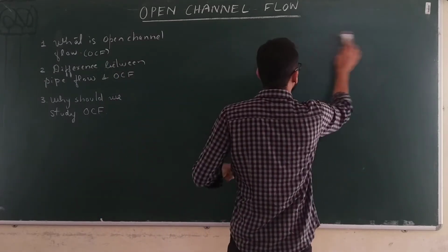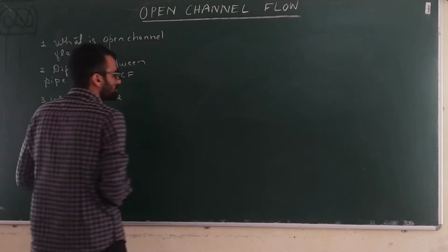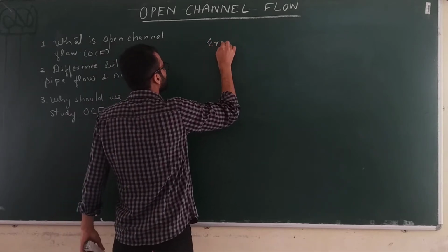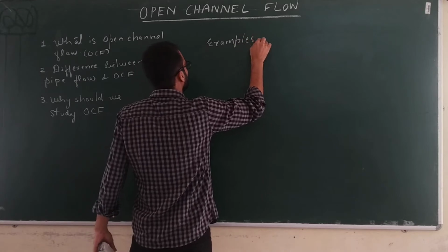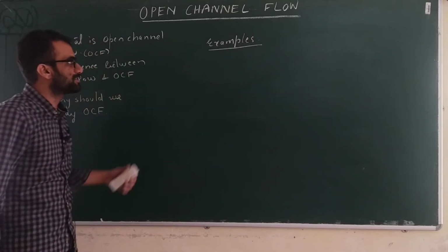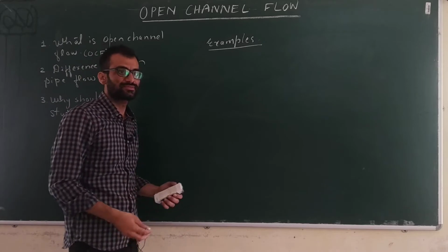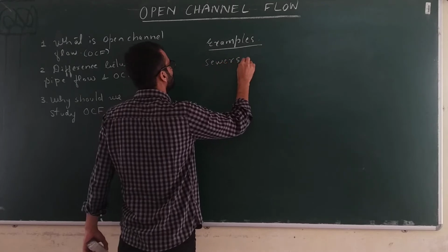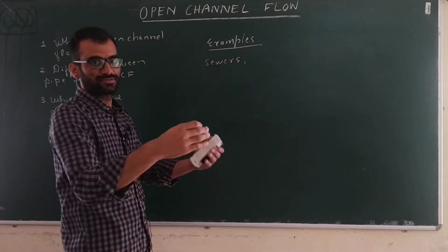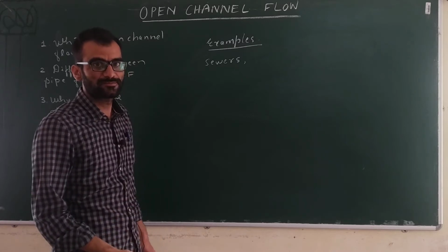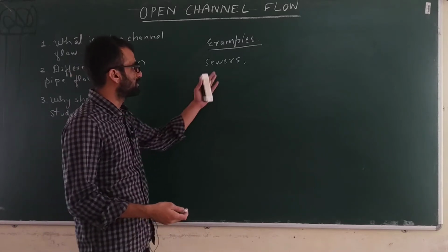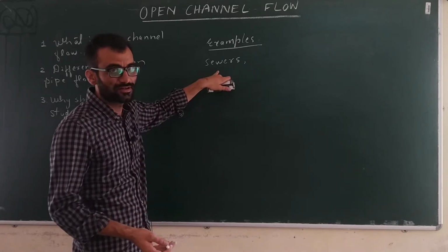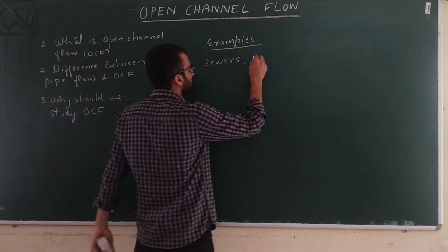Now what are the examples of this open channel flow? There are many examples that you can see. We already see open channel flows in day-to-day life. For example, we see open channel flows in sewers. Along the roadside there are sewers to drain the water, to drain the rainwater, storm water. Those are called sewers or storm water drainage. Those are examples of open channel flow.